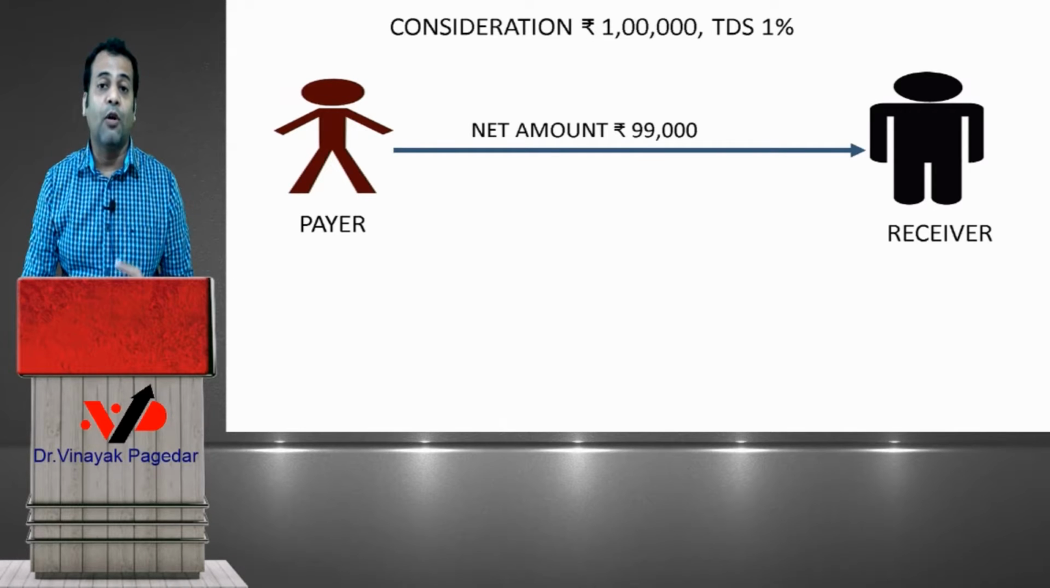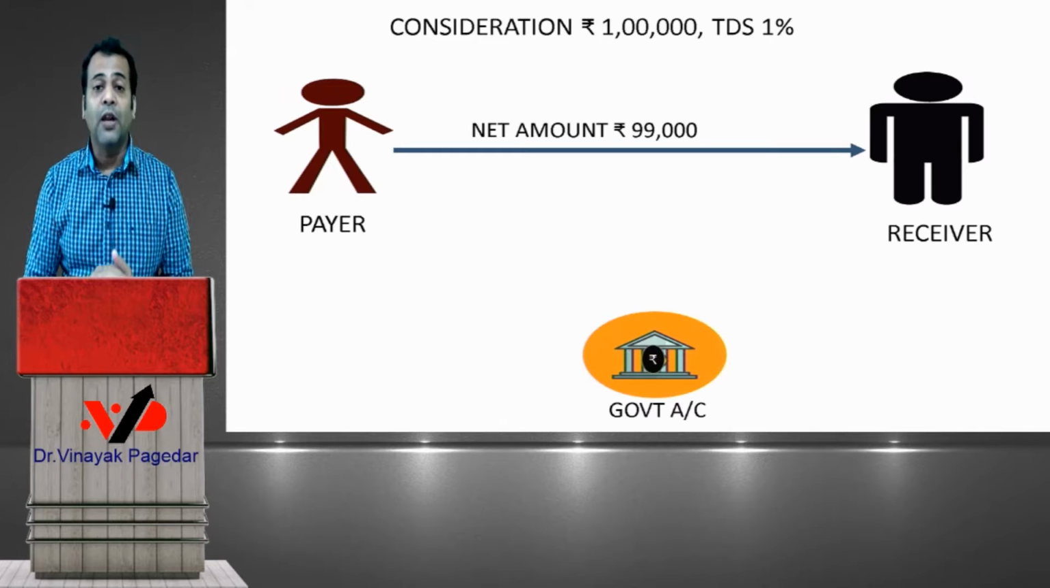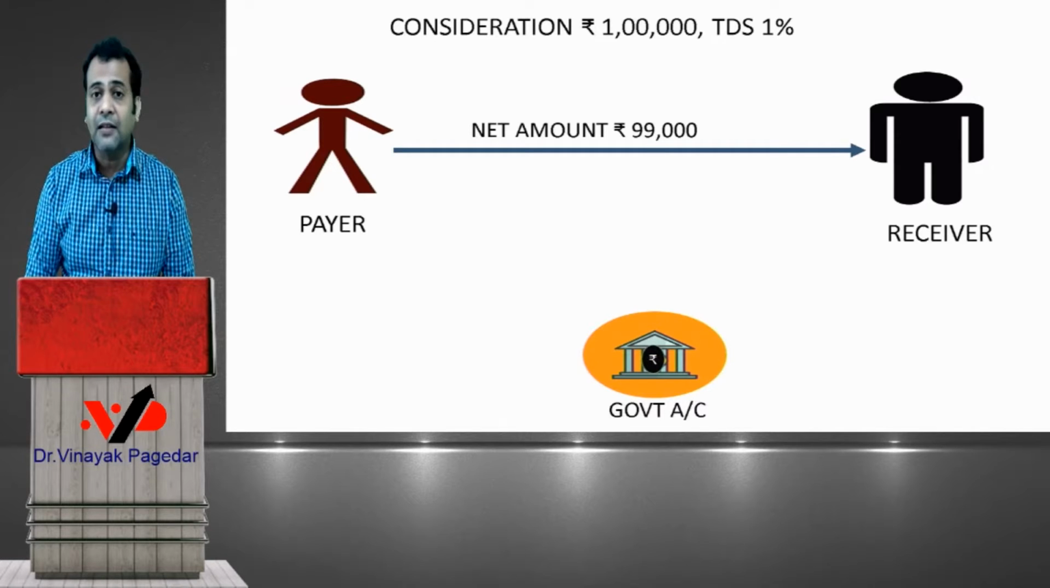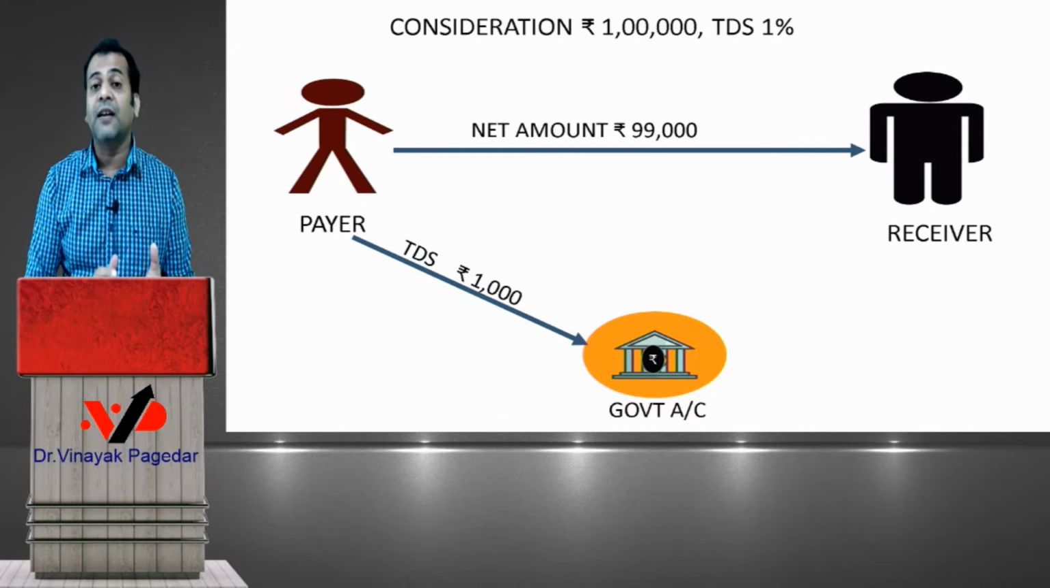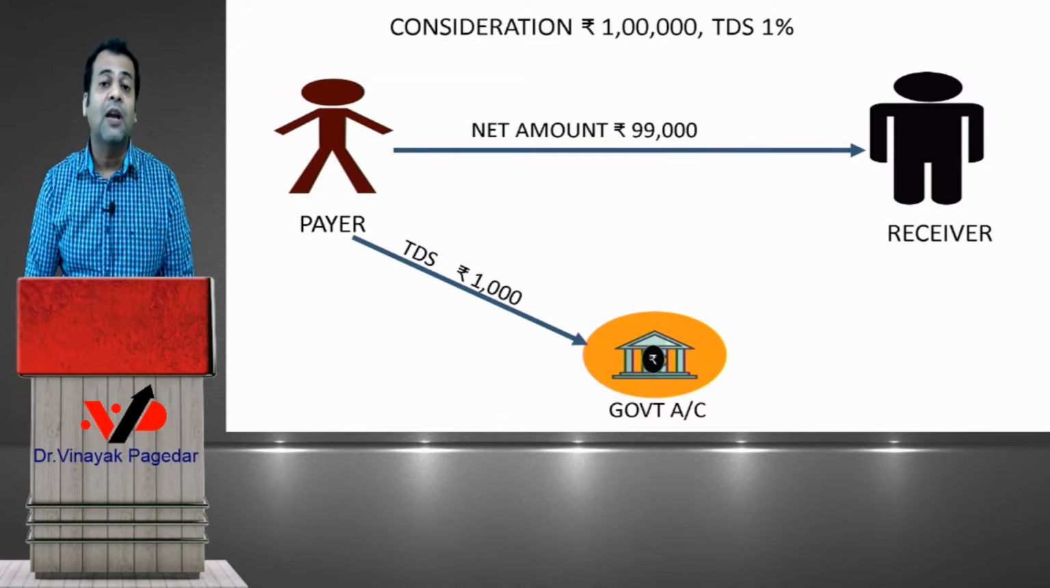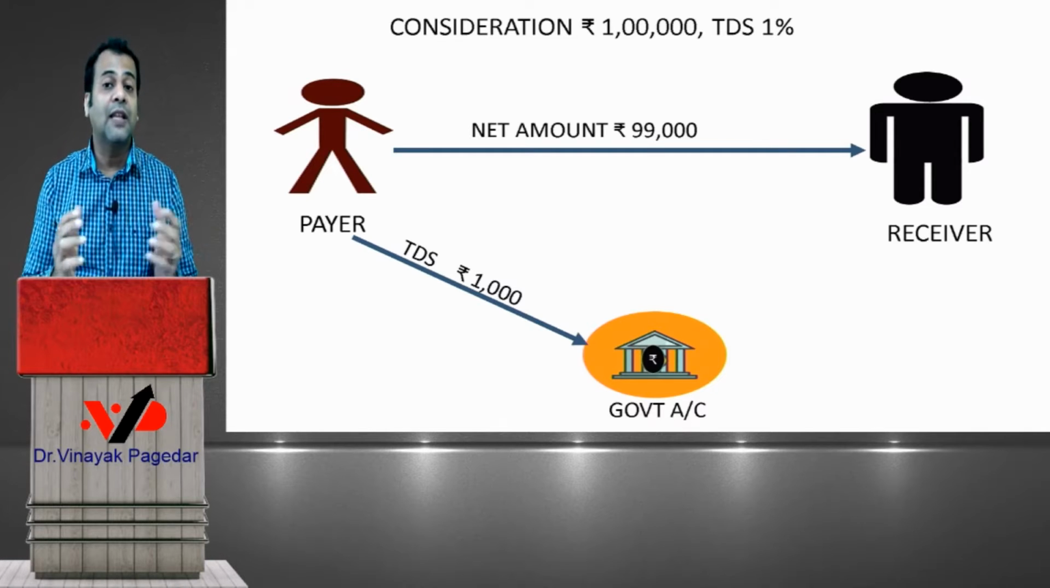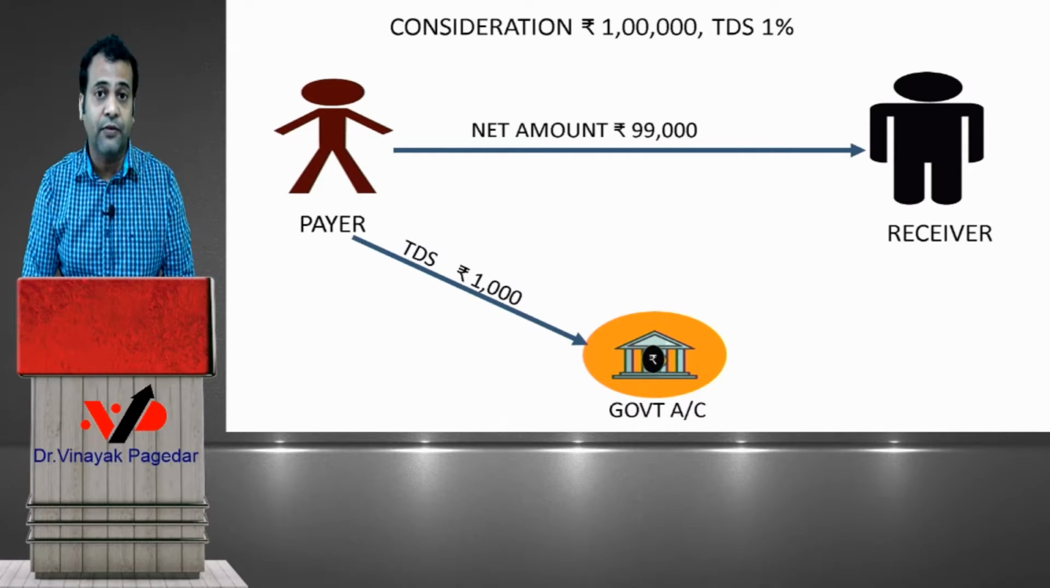That amount of rupees 1,000 will be deducted by the payer from the consideration of the receiver, and it will be deposited into the government account, and that is why we call it tax deducted at source. The total consideration was 1 lakh rupees. 1% goes into the government account, and 99,000, that is the remaining 99%, goes into the account of the receiver.